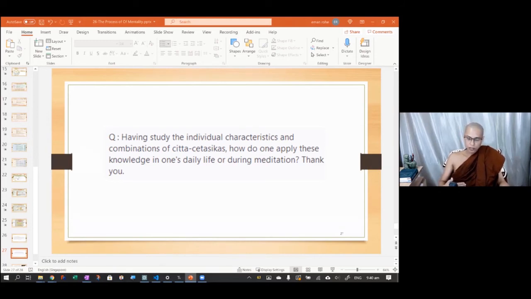First of all, the benefit is you can identify yourself, you can identify your mind, so that you can promote your mentality to be better and better. So this is the benefit we can get through the Abhidhamma study.